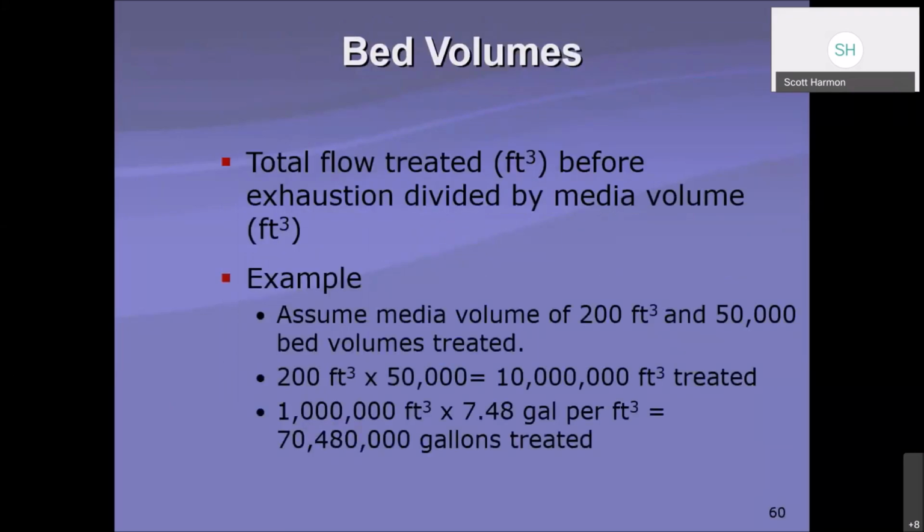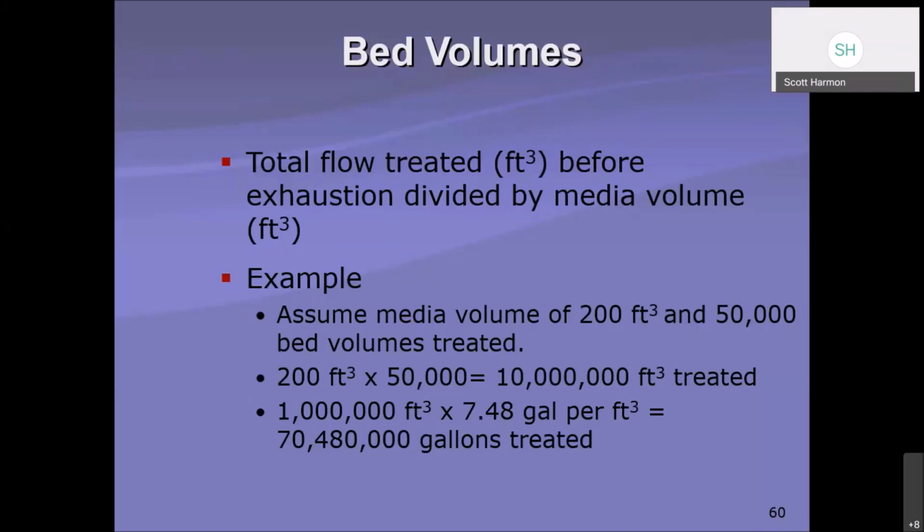So more math stuff and scientific notation here. Total flow treated, in feet to the third power or cubic footage before exhaustion, divided by your media volume. So what this is trying to tell you, once you've calculated your media adsorption exhaustion, so how much that media can take up, you can figure that out mathematically. So for example, assume a media volume of 200 cubic feet and 50,000 bed volumes treated. And you can do the math along with me.